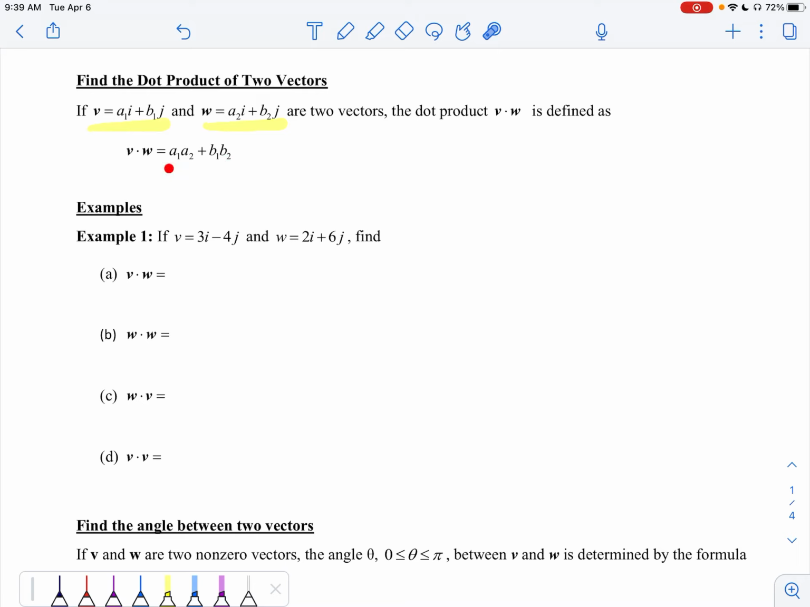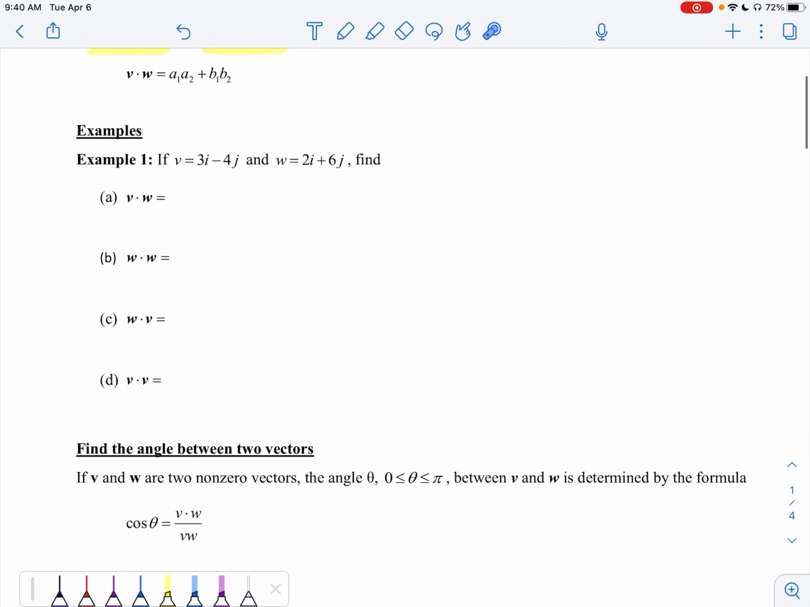Now notice that our final answer is not a vector. Our final answer is a scalar. It doesn't have any i's and j's in it any longer. So we're just taking the scalar part of the component, not worrying about the i's and j's, just taking the a's and the b's.